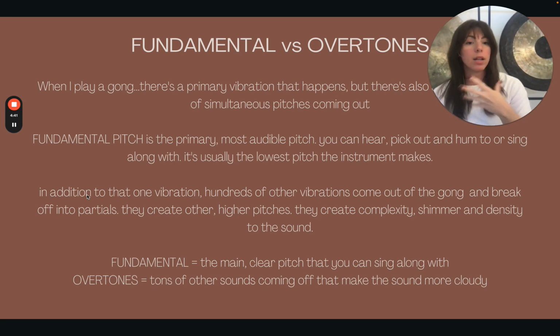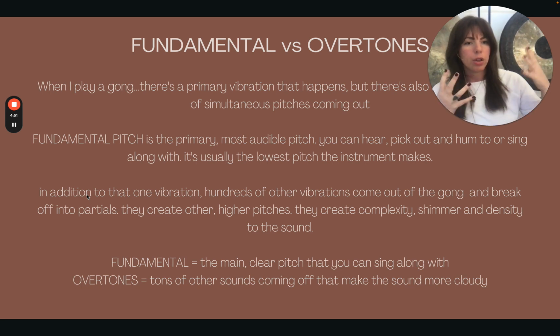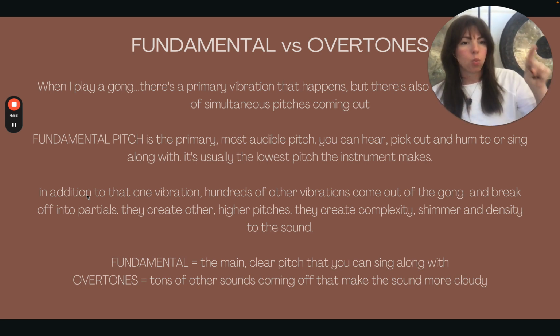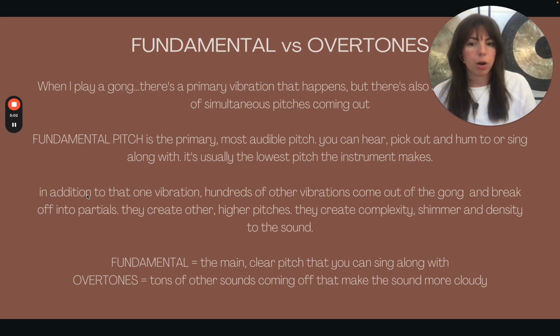So in addition to that da sound, there are hundreds of other vibrations coming out of the gong simultaneously. And the fundamental pitch that we hear is one like stable, consistent sound wave. The overtones are the other pitches that we hear that break off into partials, and they create higher pitches that kind of sit on top of that fundamental pitch. They create this complexity, this shimmery sound, and density to the sound.